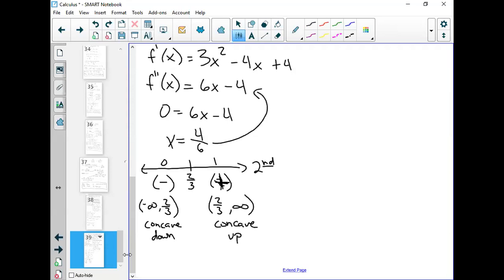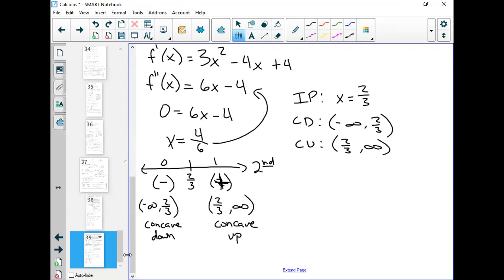So where's the inflection point? Well, the inflection point is at x equals 2 over 3. And if you wanted to know the concavity, you would put that it's concave down on the interval -infinity to 2/3, and it's concave up on the interval 2/3 to infinity. And this is how you would solve this type of problem.